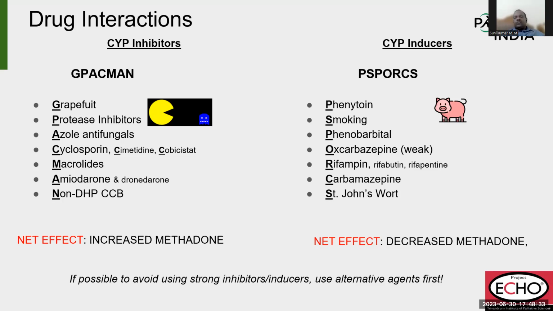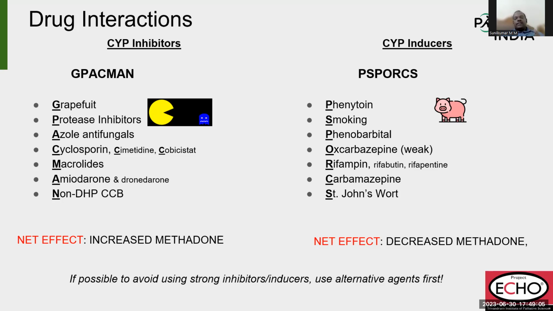Then there are cytochrome P inducers like phenytoin, phenobarbital, oxcarbazepine, rifampicin, carbamazepine, St. John's wort. All these will lead to a reduced level of methadone in the blood. So previously the patient had good pain relief, and when you start the patient on phenytoin, the patient can have more pain. So these are things which you have to keep in mind.